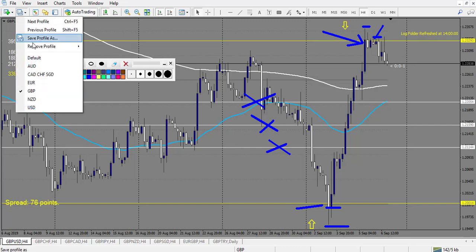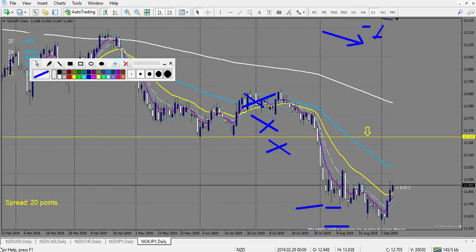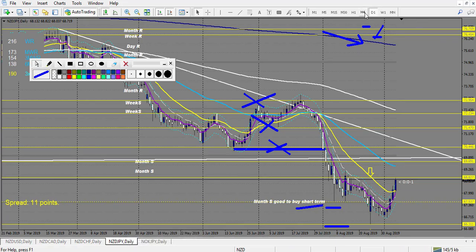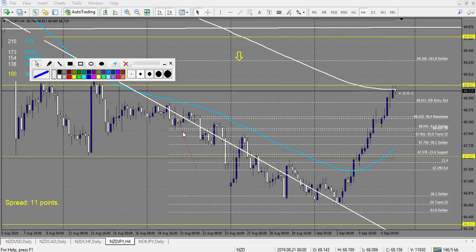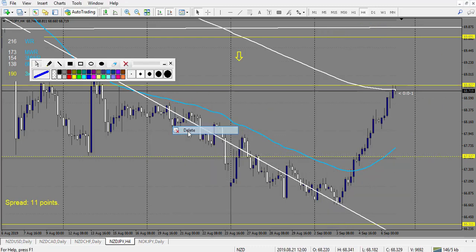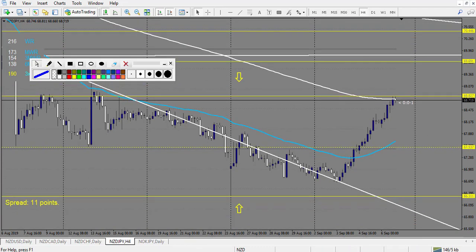Come back to NZD. NOK JPY, nothing. NZD JPY. Remove that for clarity. So during this specific week, we have this strong trend line, and the power is up and down.